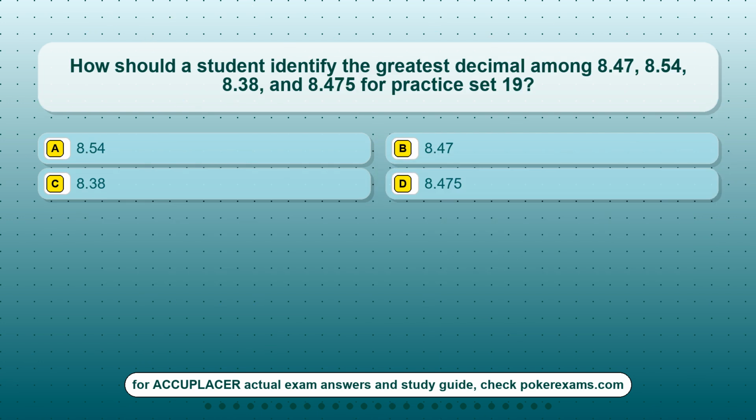Question 5. How should a student identify the greatest decimal among 8.47, 8.54, 8.38, and 8.475 for practice set 19? Option A, 8.54. Option B, 8.47. Option C, 8.38. Option D, 8.475.